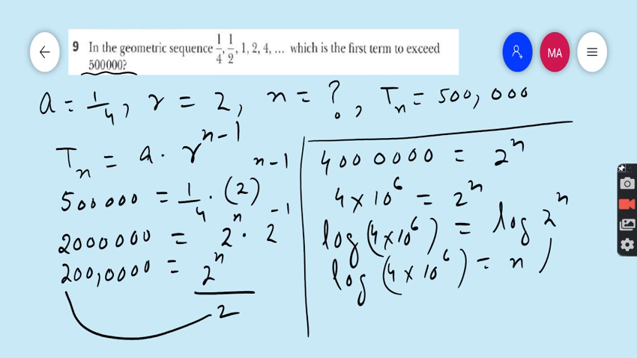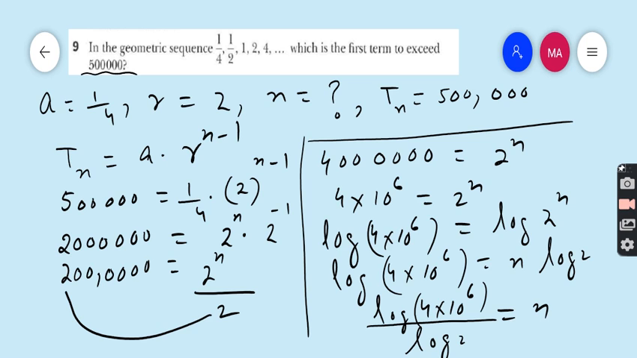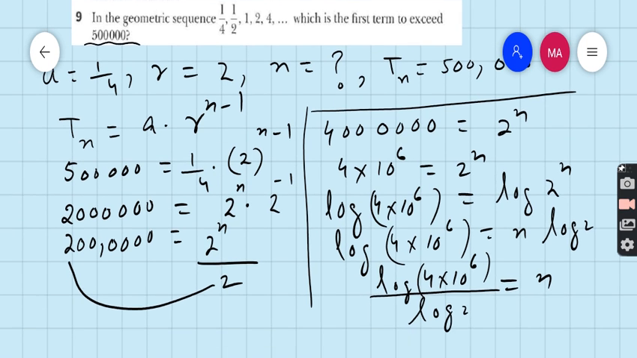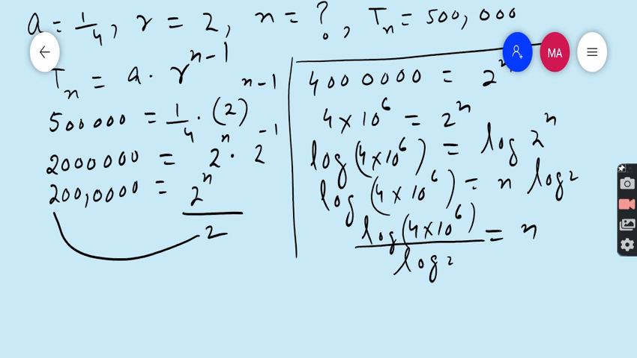Power always write before the log, and finally log 4 into 10 to the power 6 upon log 2 is equals to n. Use scientific calculator to find the final answer. The answer is 21.93.